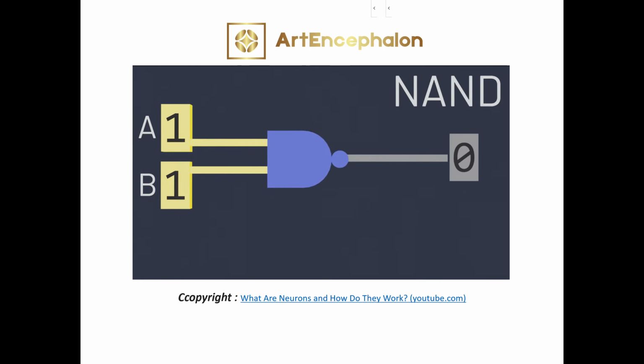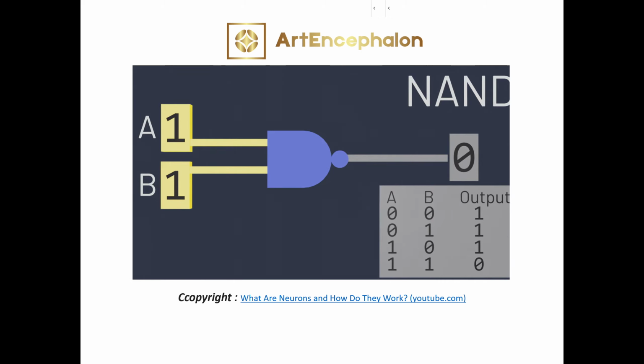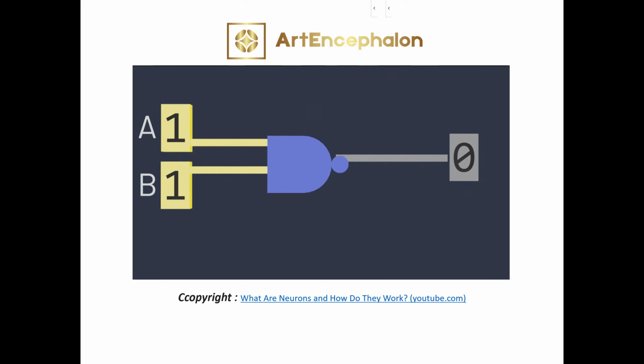It turns out that inverting the result of an AND calculation is such a common operation that it has its own logic gate, the NAND gate. This gate is equivalent to an AND followed by a NOT. So if the AND truth table looks like this, then the NAND truth table is identical, except all of the outputs are inverted. Whenever AND would output a 0, NAND outputs a 1. Whenever AND would output a 1, NAND outputs a 0.